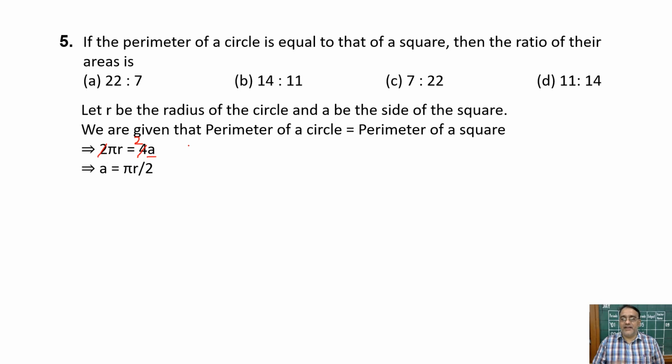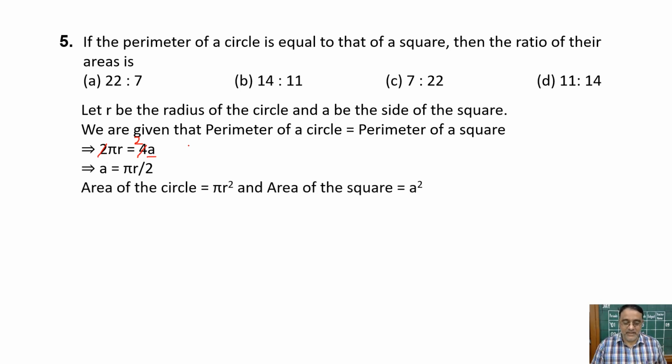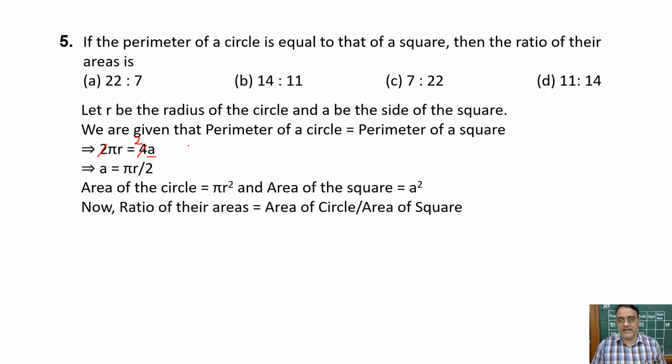Yes, sir. Now, area of circle is pi r square and area of square is a square. Now we'll find the ratio of these two. So area of circle divided by area of square. Area of circle is pi r square, area of square is a square. Now we'll substitute the value of a here. That means the square of this pi r by 2, so that will be pi r by 2 whole square. Right? Now if we write this in multiplication, we have to take its reciprocal. Its reciprocal will be 4 by pi square r square. This step is clear?